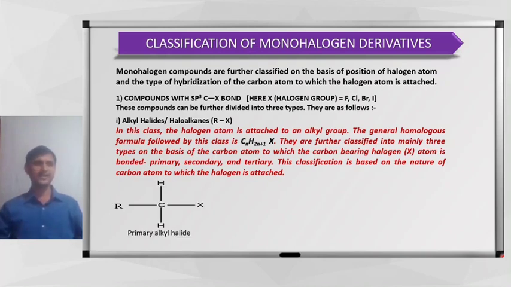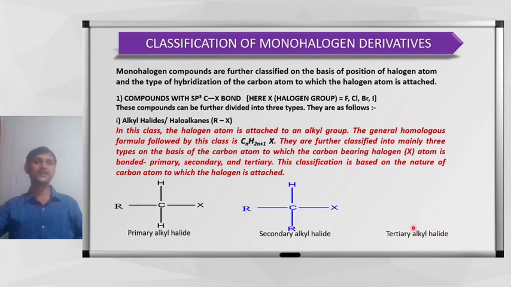See the primary alkyl halide. This is the primary alkyl halide, RCH2X. This carbon is a primary carbon because it is attached to only one other carbon. That's why this is a primary carbon. Next one, secondary alkyl halide. This carbon is attached to two other carbons. See, this carbon is attached to this R group and to this R group. So this is the secondary alkyl halide.